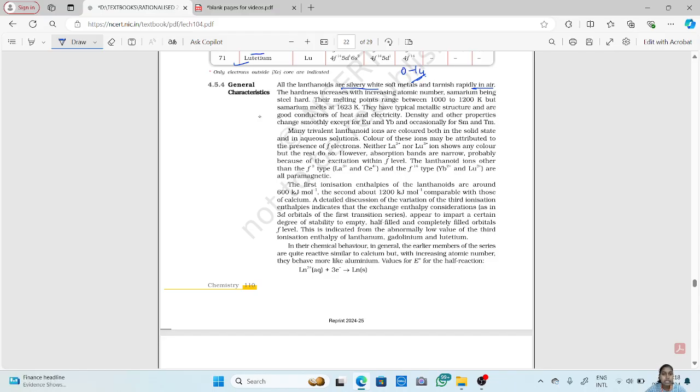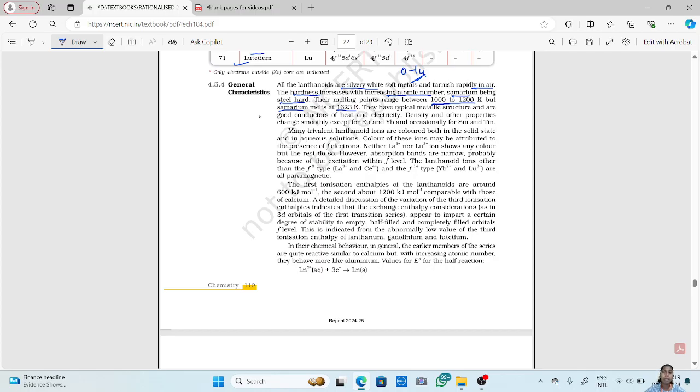The hardness increases with increasing atomic number. As you go along the series, the hardness increases with the increase in atomic number. Now, samarium is a steel-hard metal. Their melting points range from 1000 to 1200 Kelvin, but samarium melts at 1623 Kelvin. That's why samarium is very hard.